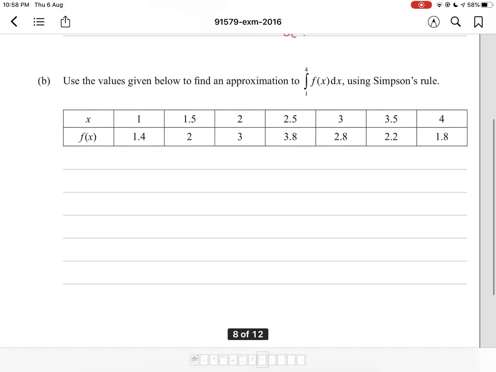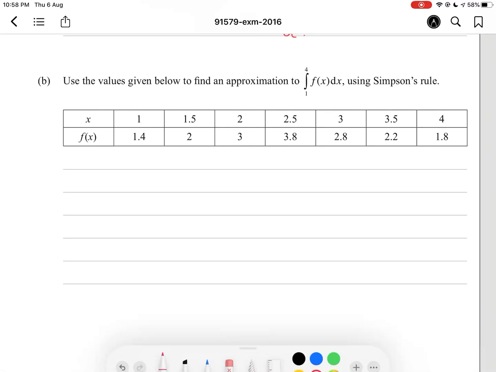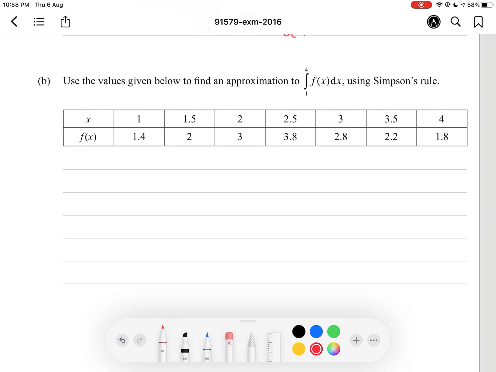Question B, use values given below to find an approximation for the definite integral between 4 and 1, f of x dx using Simpson's rule. So on our formula sheet, we should see Simpson's rule. So that's just the approximation for the area underneath the curve.